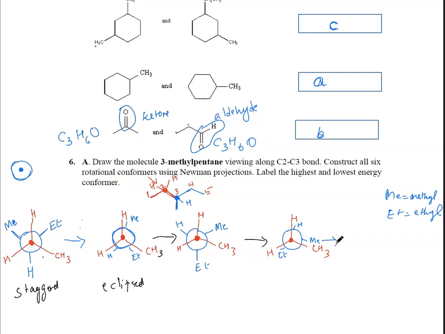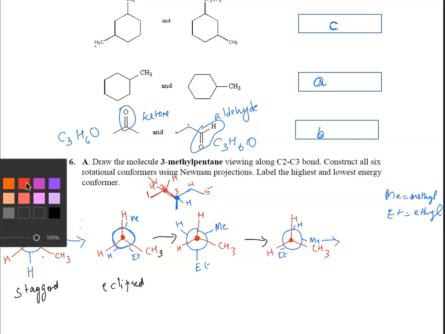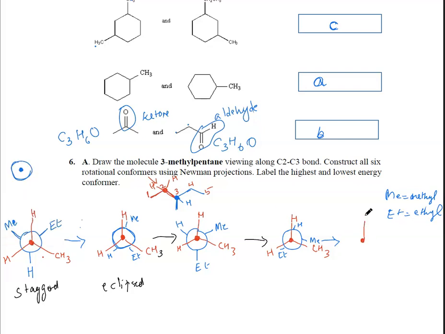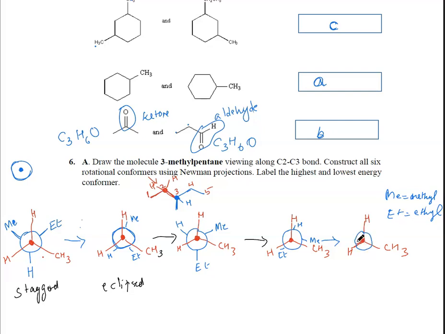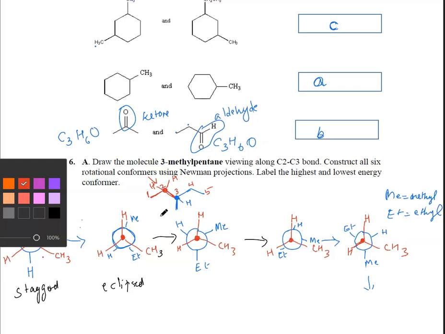And then we move to the next one, where we have the hydrogen, another hydrogen, then the CH3. We have this guy here, the blue carbon atom. Now the methyl moves here. We are doing a clockwise rotation every time. The ethyl moves here, and now we have the hydrogen. And finally, I will do the last one, where this is my eclipsed.